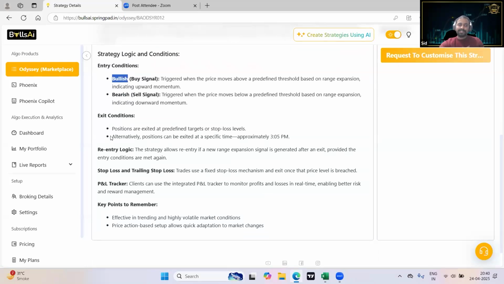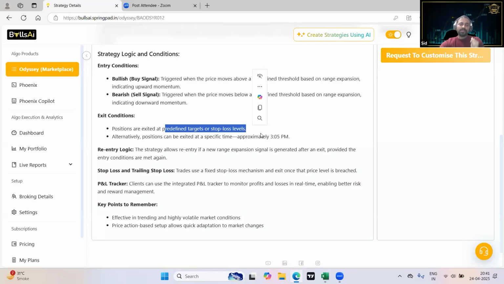Exit conditions. Positions are exited on predefined targets and stop loss. So you don't have to worry about where to put your stop loss or where to put your target. Those conditions are pre-filled in the strategy itself. Whenever the target is met or the stop loss is met, it will exit that particular trade.